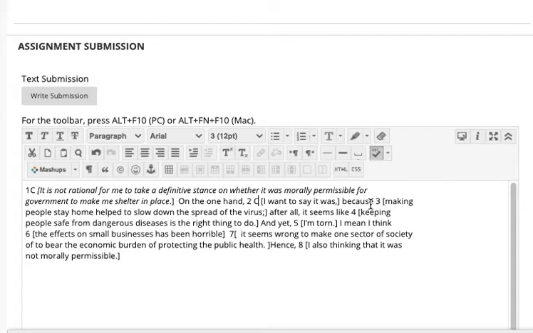I want to say it was morally permissible, because, a typical premise indicator. So they're saying, I want to say it was morally permissible. I want to draw this conclusion. What reason can be given in support of the conclusion on this side of the debate that it was permissible? Well, making people stay at home helped to slow down the spread of the virus. Then we see the premise indicator, after all.